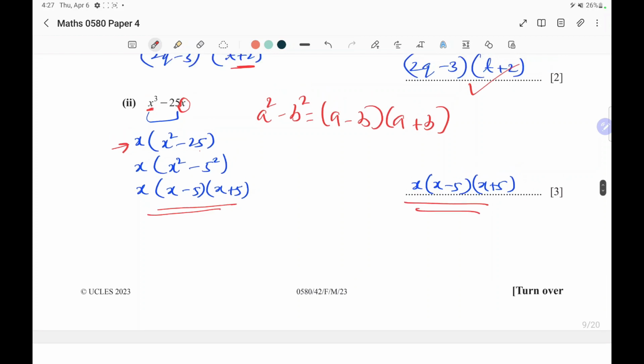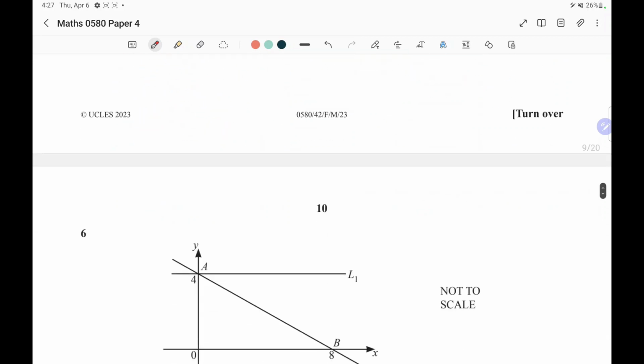This is also my observation, every time IGCSE asks this type of question where they ask you to use a square minus b square. So better to memorize this result.